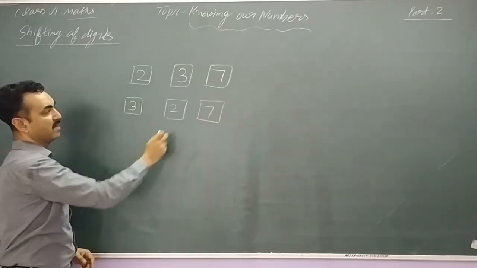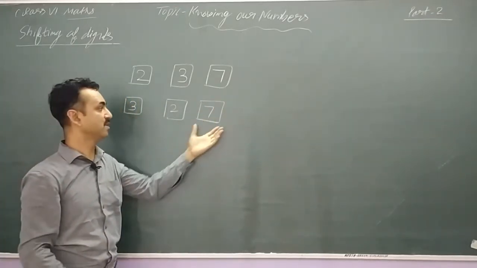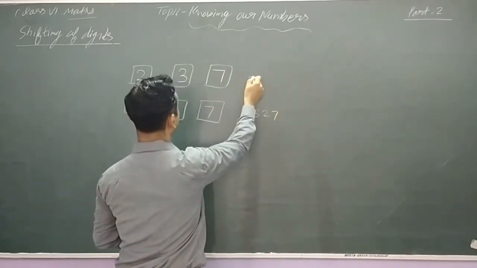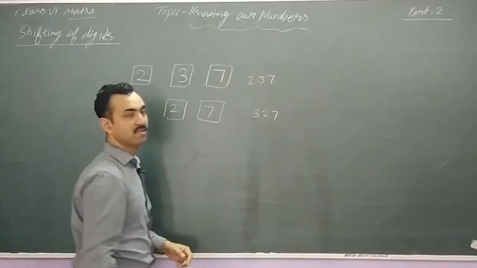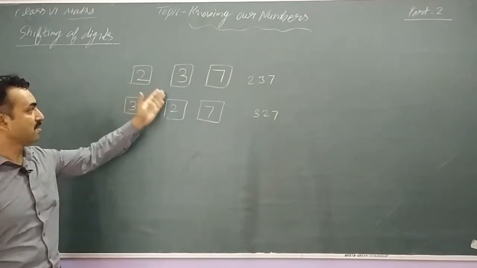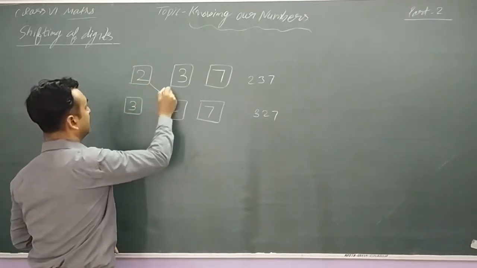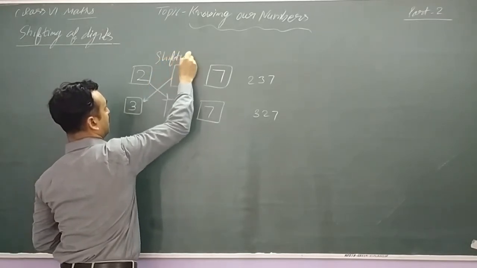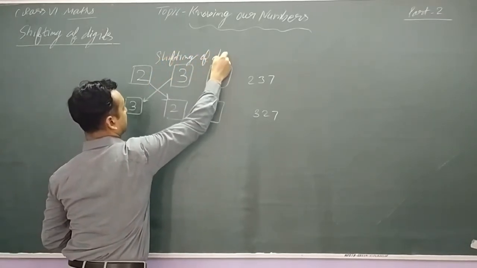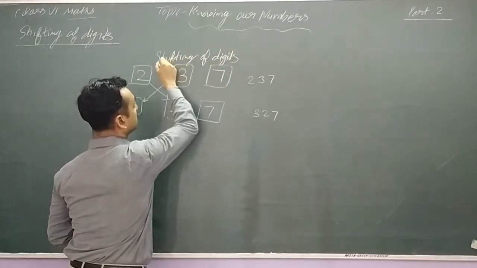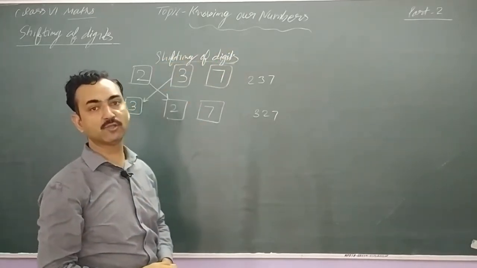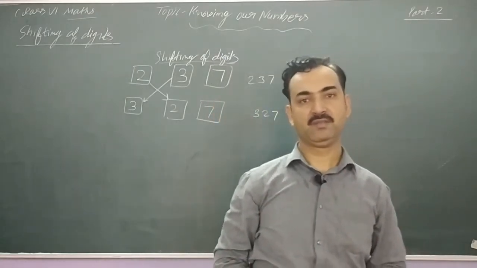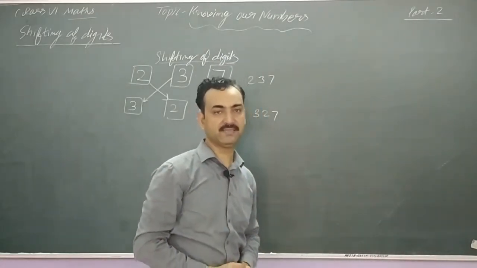So you can see a new number is formed, which is 327, and here the number was 237. So this is called shifting of digits. So why are we learning this topic? Actually we are learning this topic to understand how the number changes by shifting the digits.